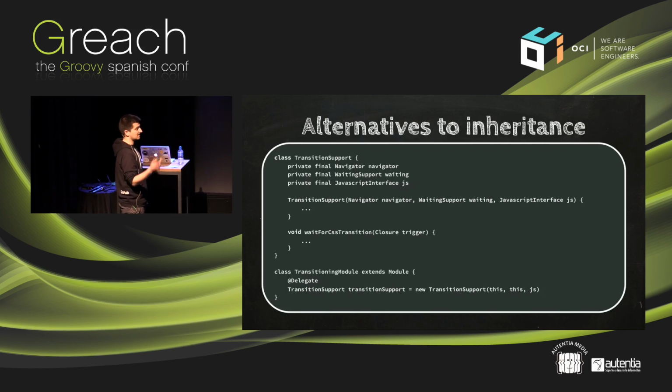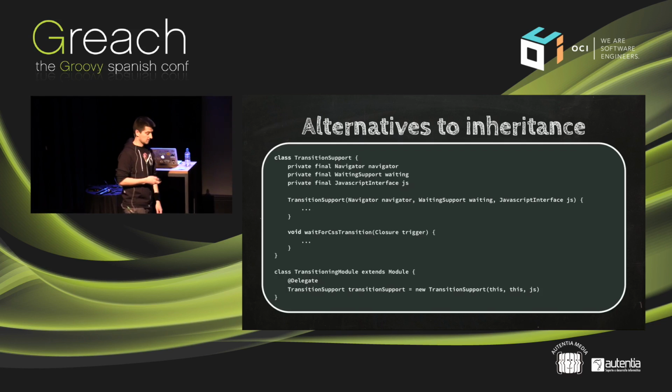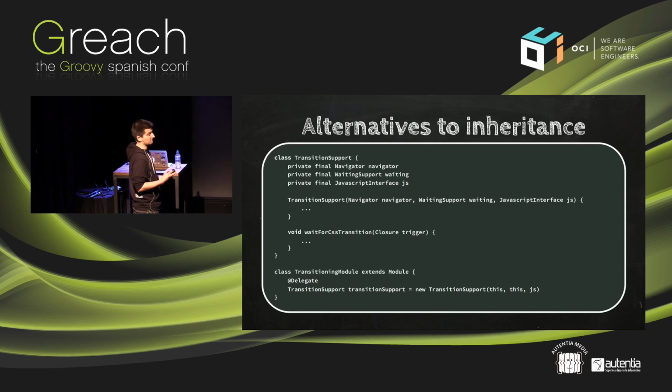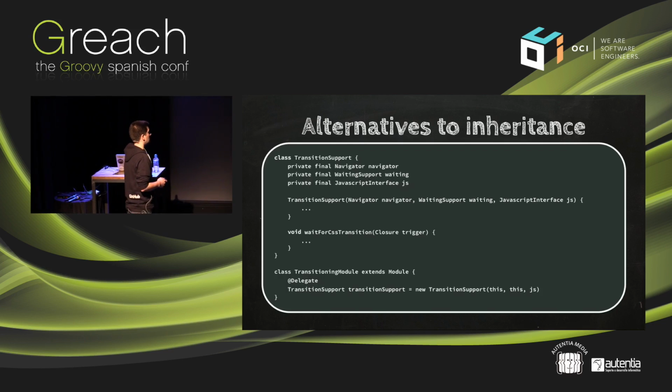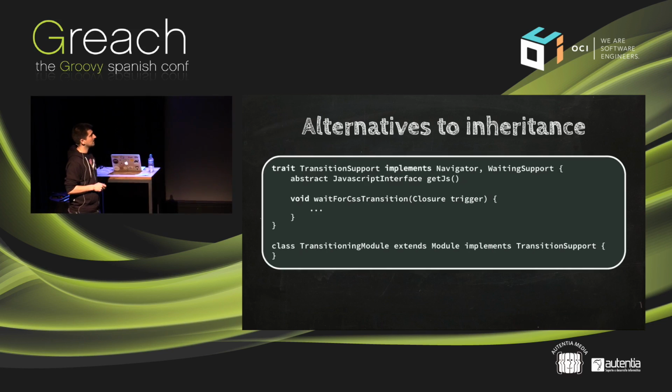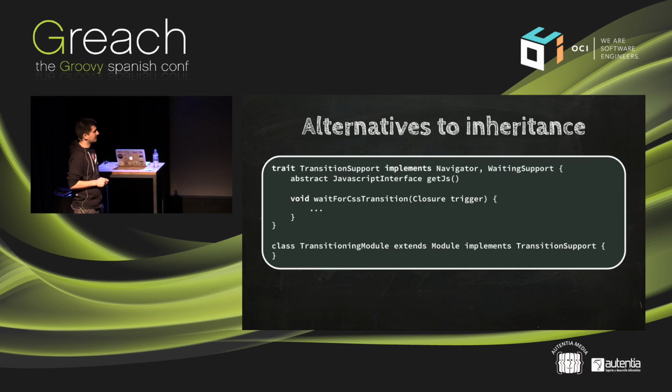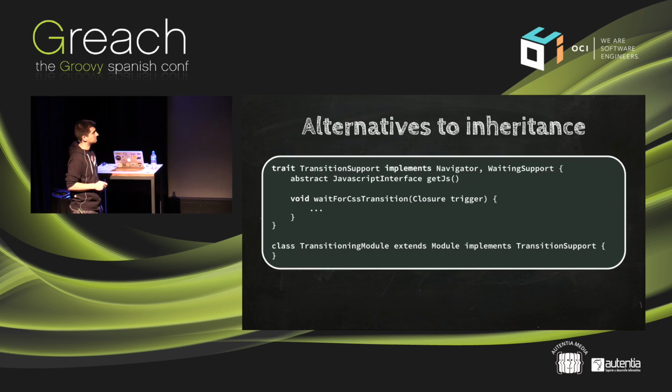And then we can basically mix it into many modules that way, which are completely unrelated to each other, apart from the fact that they have CSS transitions on them. Same thing with traits. So module, as I told you, implements Navigator. It also implements waiting support. So traits in Groovy can extend interfaces. They can also declare abstract methods. So we declare the get.js method, an abstract one over here, because we need the JavaScript interface to be able to perform our waiting for CSS transition. And because module implements Navigator and waiting support, and it has the get.js method that returns the JavaScript interface, we can then basically mix in our transition support trait into it.